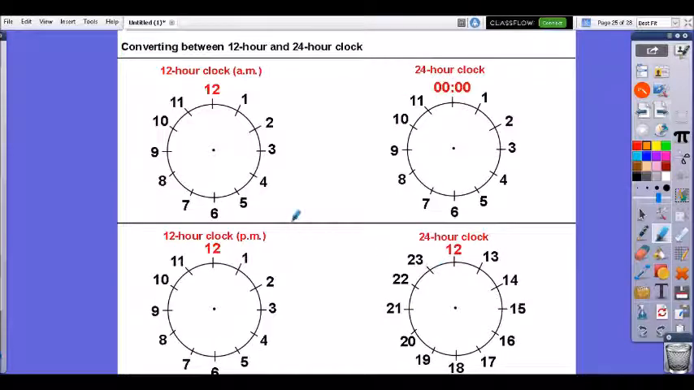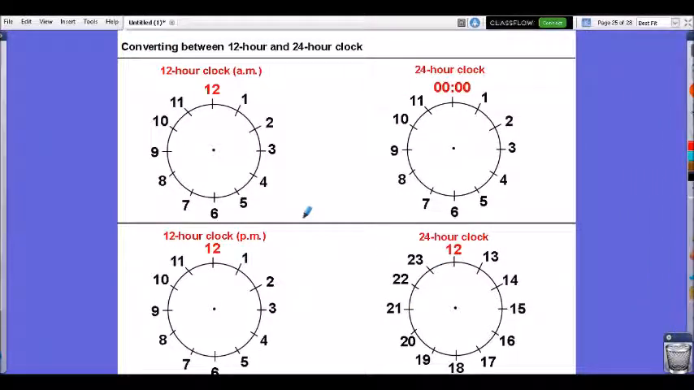The next lesson here is about converting between the 12-hour clock and the 24-hour clock. The 12-hour clock is also divided into two halves, AM and PM. In the 12-hour clock, the day starts at 12 AM, which is 12 midnight. But in the 24-hour clock, the day starts at midnight, which is 0000, as you see over here.